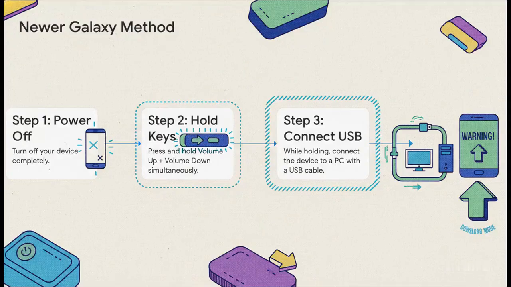All right, you ready? It's pretty simple. First, power your device all the way off. Next, press and hold both the volume up and volume down buttons at the exact same time. Now here's the crucial part. While you're still holding those buttons, plug your phone into a PC with a USB cable. A warning screen will pop up. From there, just one press of the volume up key and boom, you're in.